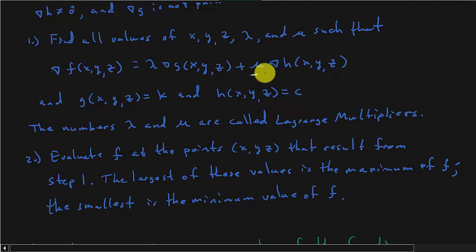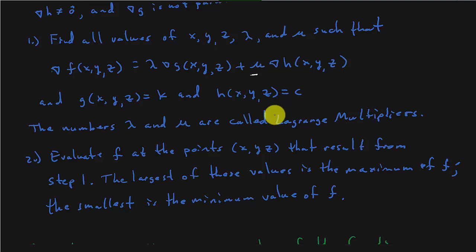So we're just using a different letter. We're using mu instead of lambda there. We've got two functions there. And it says g(x, y, z) = k and h(x, y, z) = c. The numbers lambda and mu are called Lagrange multipliers.